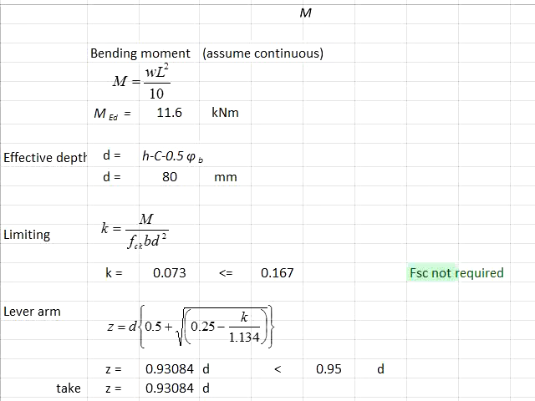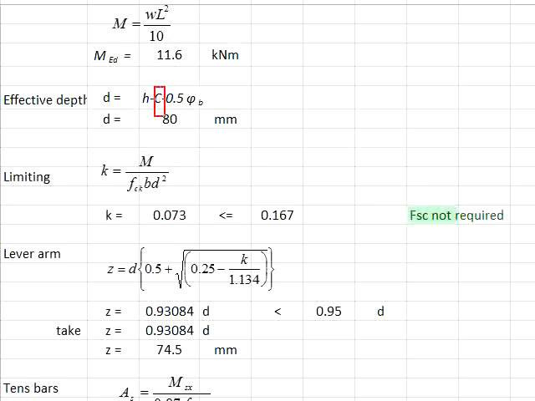For you to do that, you need to first determine the effective depth of the staircase, which is the D. The D here can be calculated by using the formula here, which is the thickness of the staircase minus the concrete cover and minus half of the size of the reinforcement bar. The H here is given 110. The C here is 25 as given in the question, and the size of the reinforcement bar will be 10 mm. With that, your D will be equal to 80 mm.